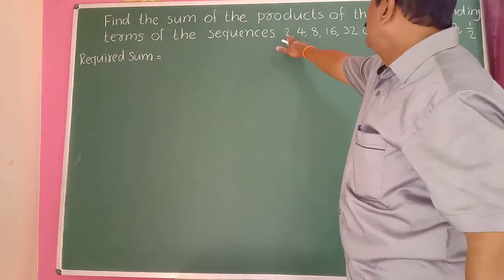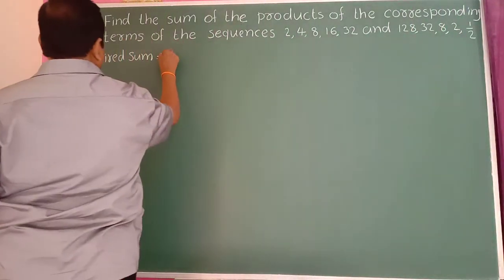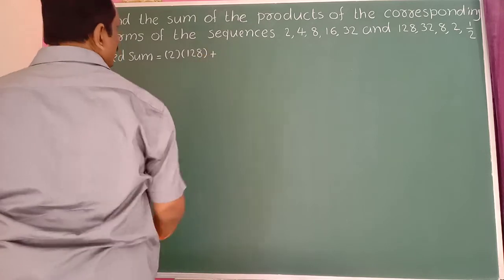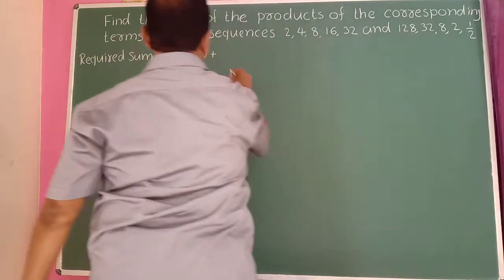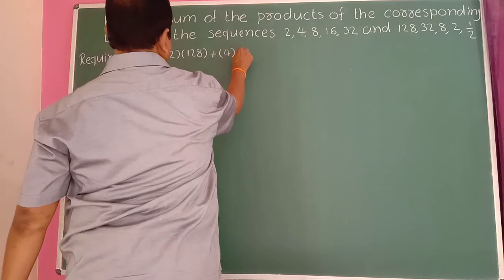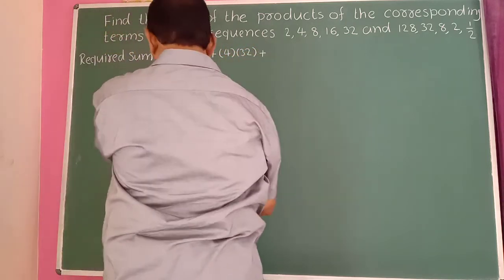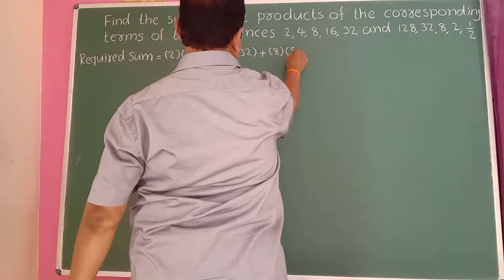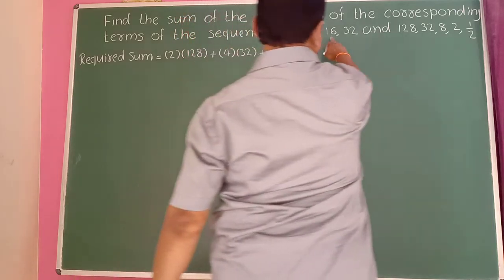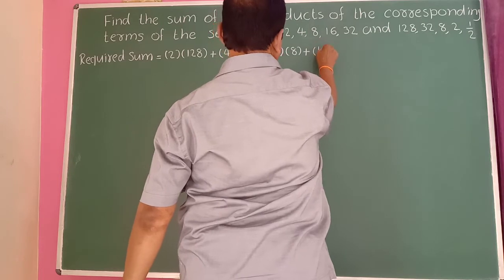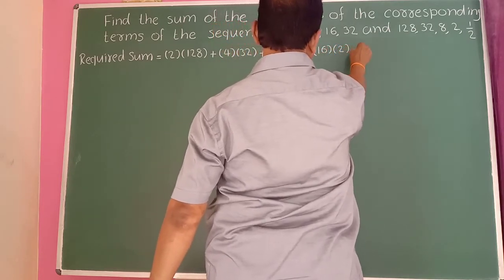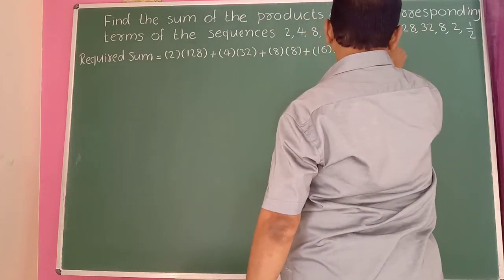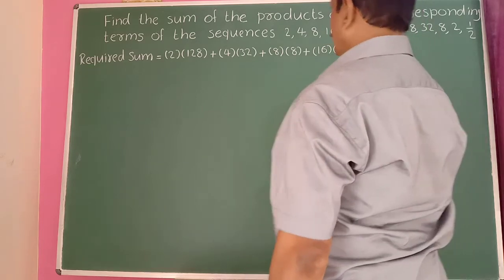So 2 into 128, then plus 4 into 32, then plus 8 into 8, plus 16 into 2, plus 32 into 1 divided by 2.